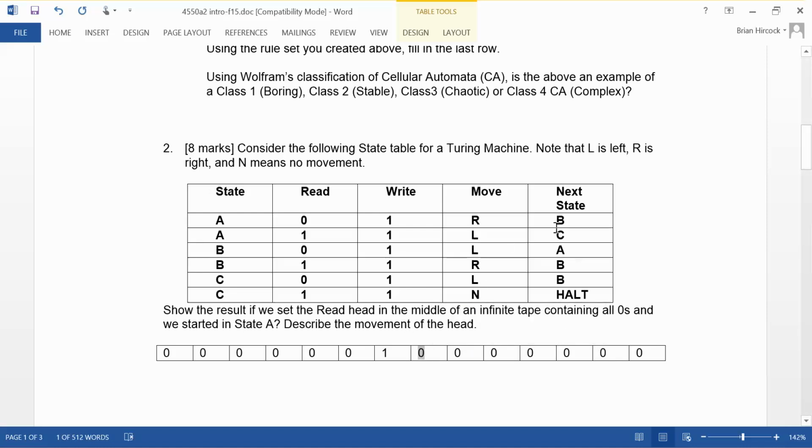And we move to state B. So in state B, if you read a 1, you write a 1. You move left and go back to state A. So what you've got to do is follow this through until we reach this halting state, and then tell me what it is that you see and describe the movement of the read-write head.